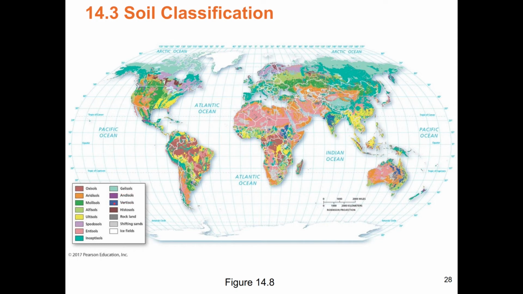Vertisols have lots of clay, so they make these vertical cracks when the soil dries out. Histosols are wet. Oh yeah, you can think of that like, why is your nose running? Well, I forgot to take my antihistamine. Histosols. Peat bogs. Swampy soils, histosols.